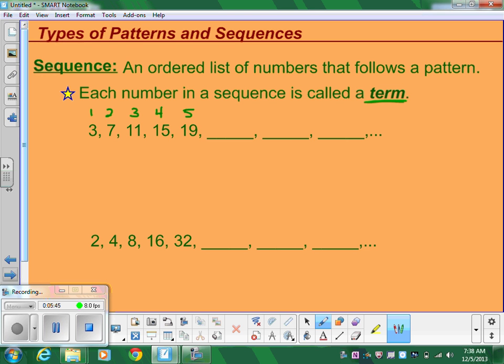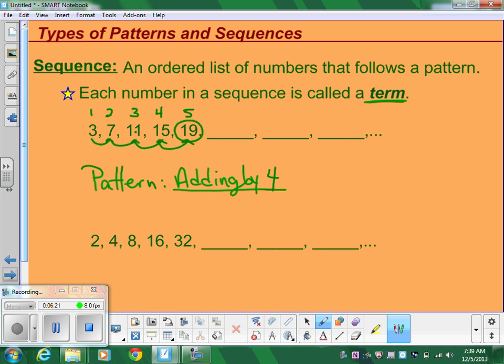Let's see if we can observe a pattern here. What pattern do you see? As we progress from term to term to term to term, each time we are adding by 4. So if we were to figure out the 6th term, we would take the 19 and add 4 to it, giving us 23. So then the 7th term would follow the same pattern, because this is a sequence, giving us 27. And so on, and so on.